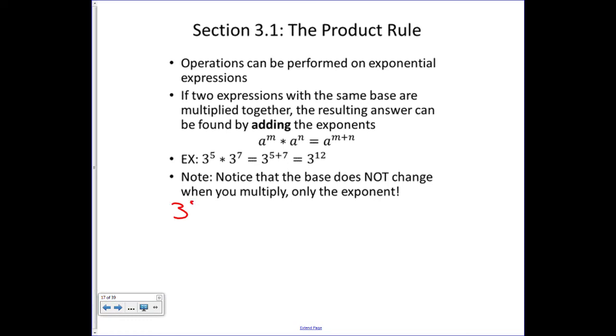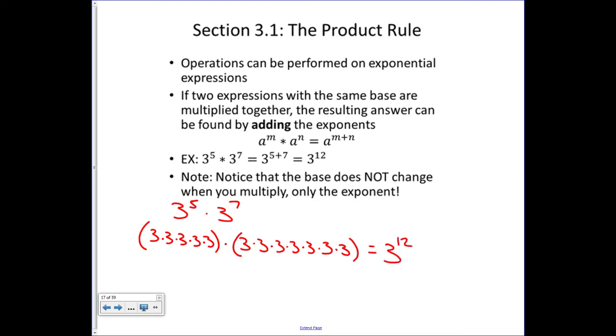So 3 to the 5th times 3 to the 7th. Well, 3 to the 5th is 3 times 3 times 3 times 3 times 3. Times 3 to the 7th is going to be 7 of them. And if you counted all of those up, this is really just 3 multiplied times itself 12 times. And so that's why this rule works. If we had different bases, you couldn't multiply and add their exponents like this. You have to have the same base.